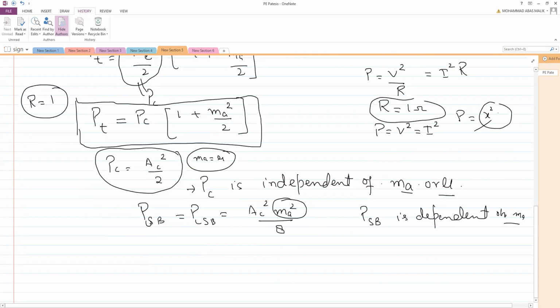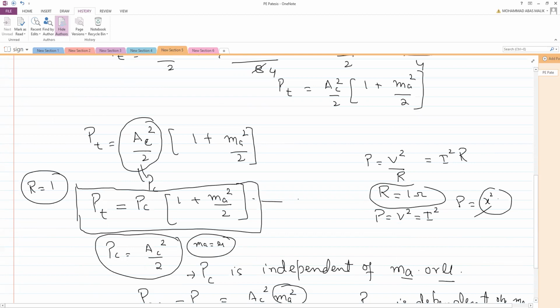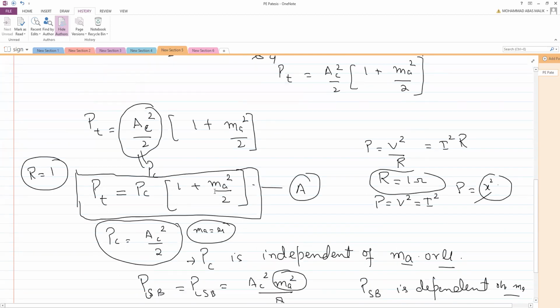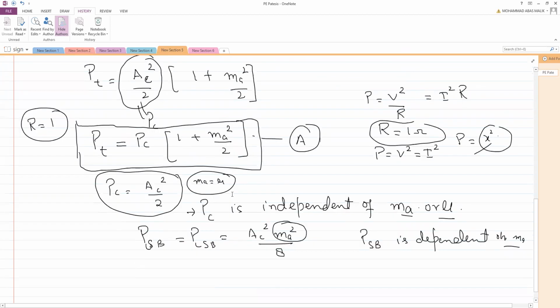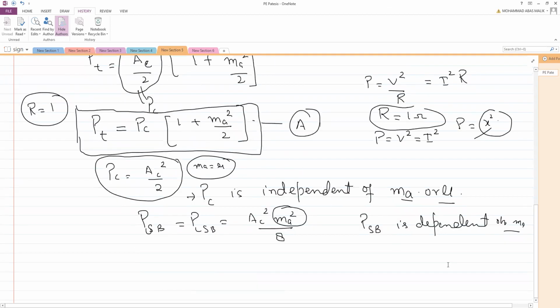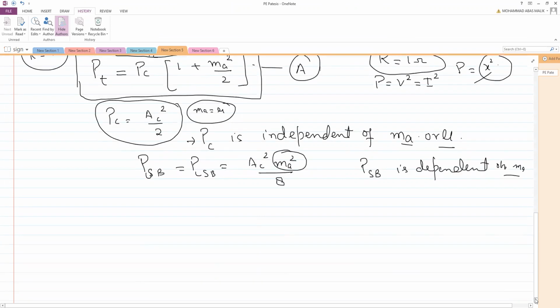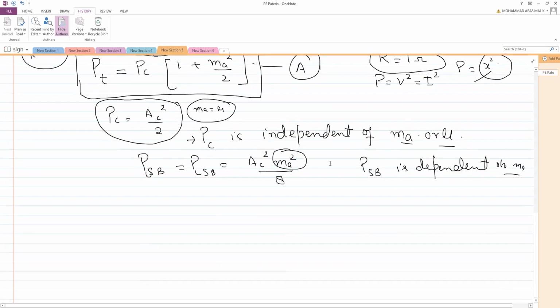This is your standard equation. You just remember this. You can cram this equation also, but have some concept of how you derived it. So this is your power equation relationship. Now put the value of MA equal to 0.